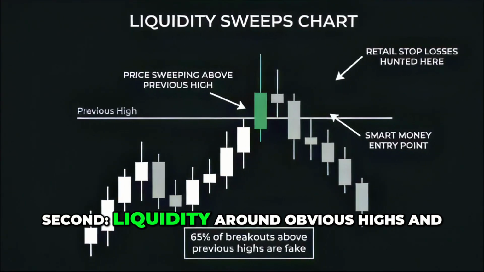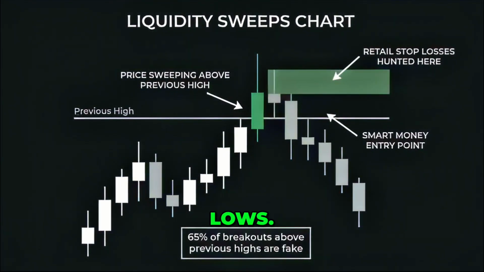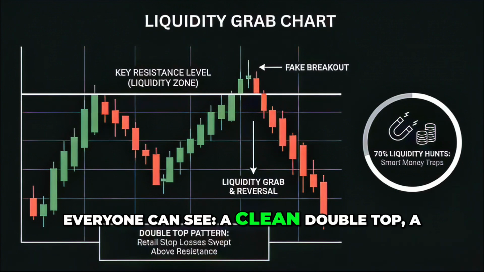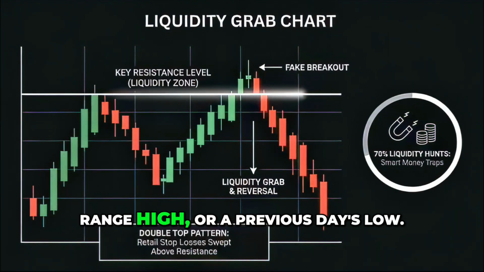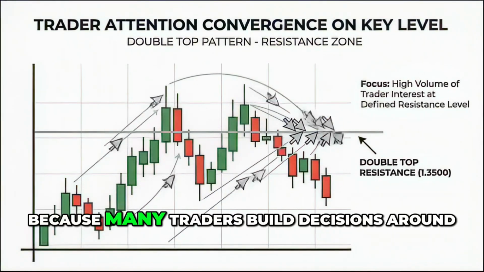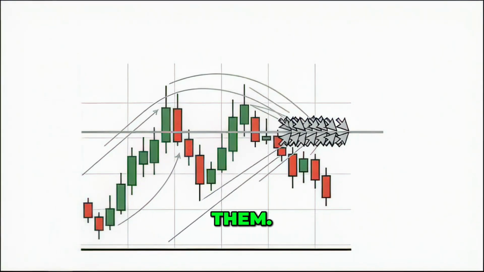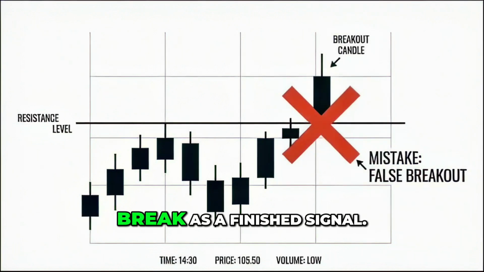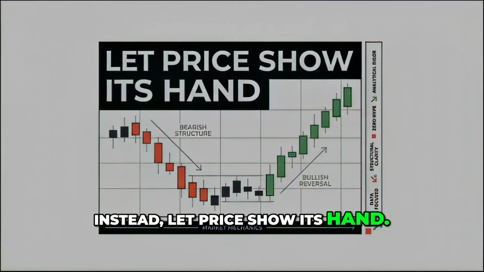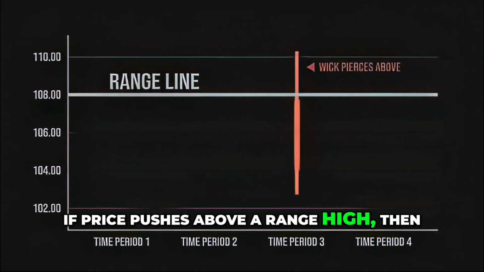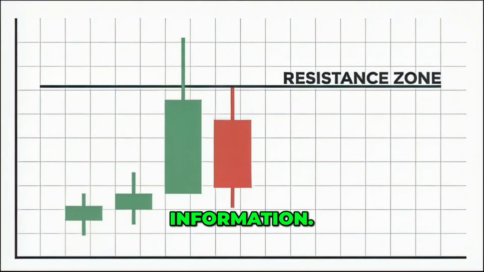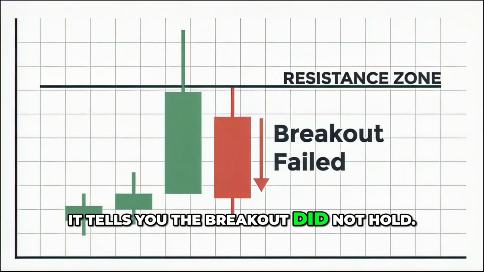Second, liquidity around obvious highs and lows. Look at a chart and find a level almost everyone can see. A clean double top, a range high, or a previous day's low. These places often attract attention because many traders build decisions around them. The common mistake is treating the first break as a finished signal. Instead, let price show its hand. If price pushes above a range high, then quickly closes back inside the range, that is information. It tells you the breakout did not hold.